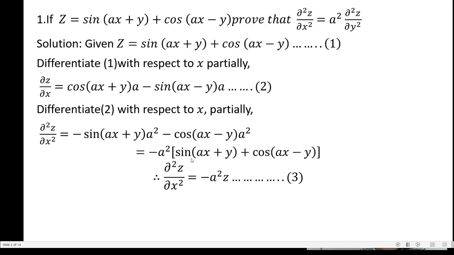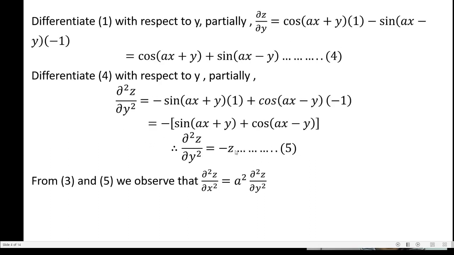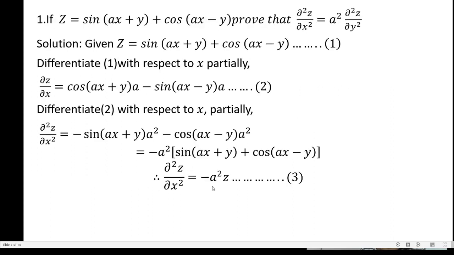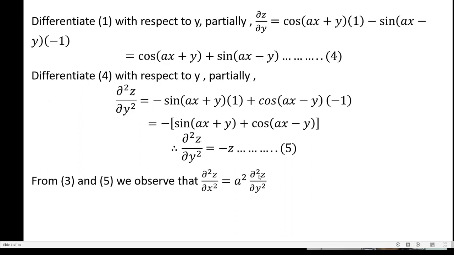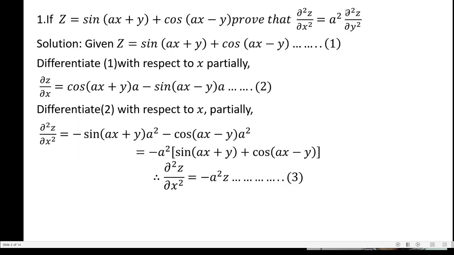So, here del square z by del x square is equal to minus a square into z. Z is nothing but minus del square z by del y square. So from 3 and 4, it can be written as del square z by del x square is equal to minus a square into z value. We have minus del square z by del y square, minus into minus plus. This is the required result.